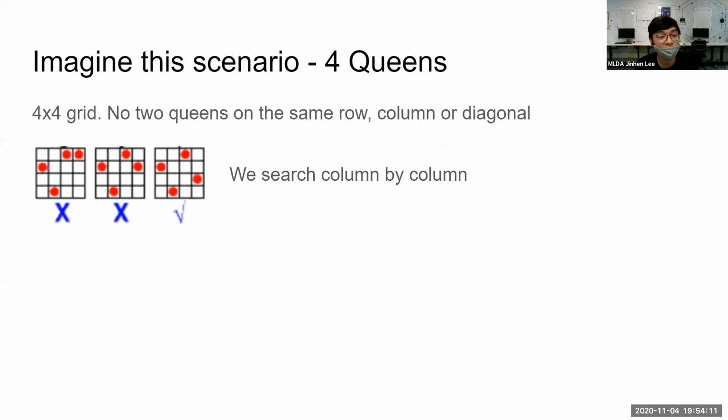So if we look at this one, the first one, there are 2 queens on this row. So therefore, this is considered an invalid assignment. This one also, there are 2 on the same row. So this is considered invalid.